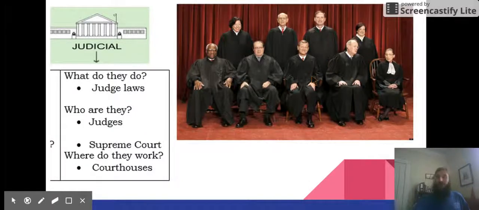This is a picture of the Supreme Court. You have judges in all different communities, but sometimes they have trouble making decisions, and you have to have one court to make decisions for the whole country. And that's this court, the Supreme Court, the highest court in the country.